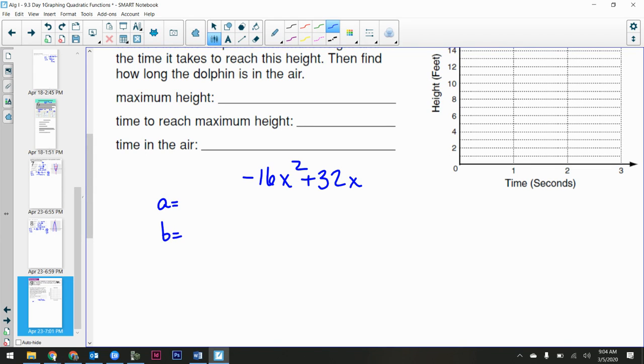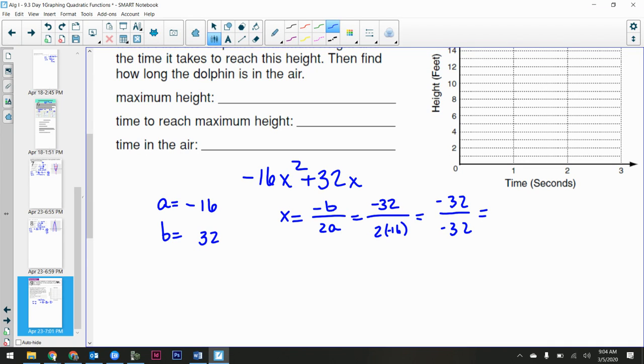Guys, do I need to identify C? What is C in this case? Is there a C value? No, so what is it? 0, right? So negative 16 is my A, and 32 is my B. So x equals negative B over 2A, which means negative 32 divided by 2 times negative 16. Well, 2 times negative 16 is negative 32. So what is my axis of symmetry? X equals 1, right? Okay.